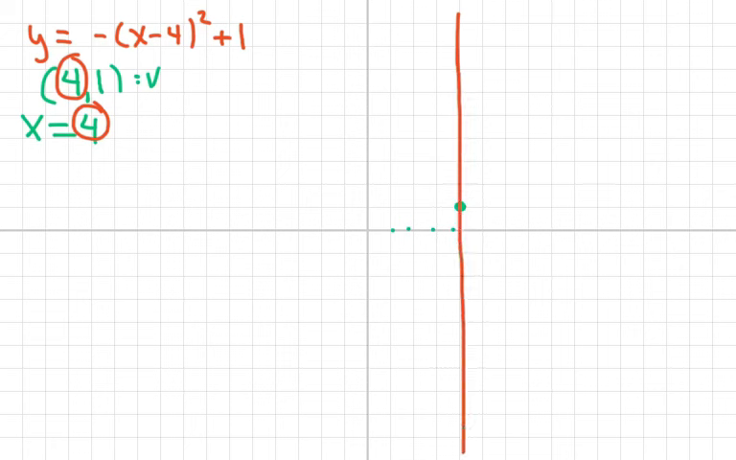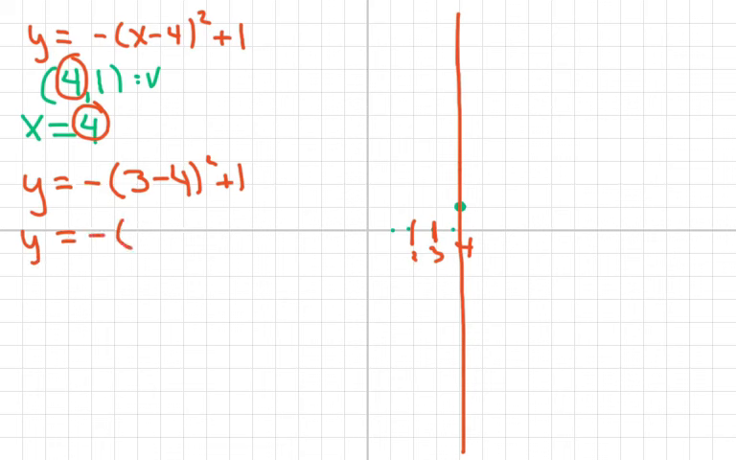So I'm going to draw that in. Now I know this opens down. I'm going to take 3 and I'll take 2 just to get this side. So this was 4, so this is 3 and 2. And I'm just going to plug in x. So y equals negative, and I'm going to plug in 3 minus 4 squared plus 1.